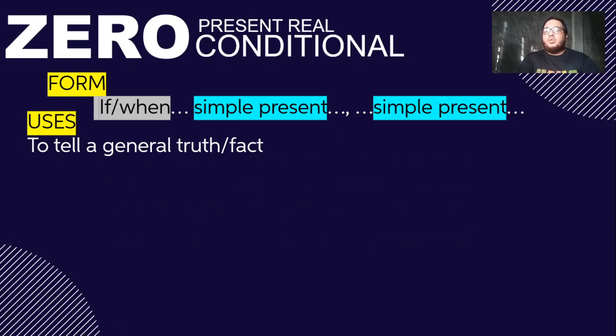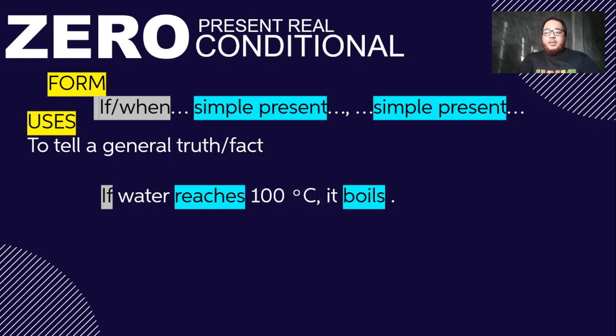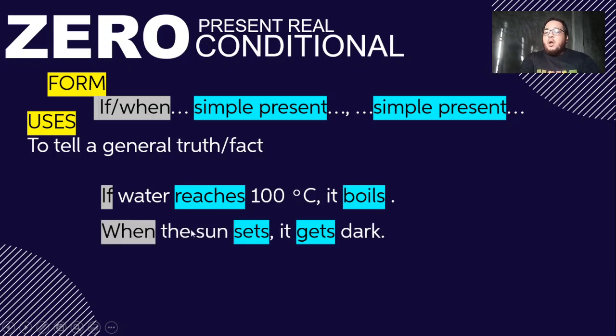Another one, used to tell a general truth. If water reaches 100 degrees Celsius, it boils. Scientifically, that is generally true. Pattern, form: if, then simple present, then simple present. If the water reaches 100 degrees Celsius, it boils. General truth. When the sun sets, it gets dark. Generally true. The sun rises and the sun sets. We made use of zero conditional.